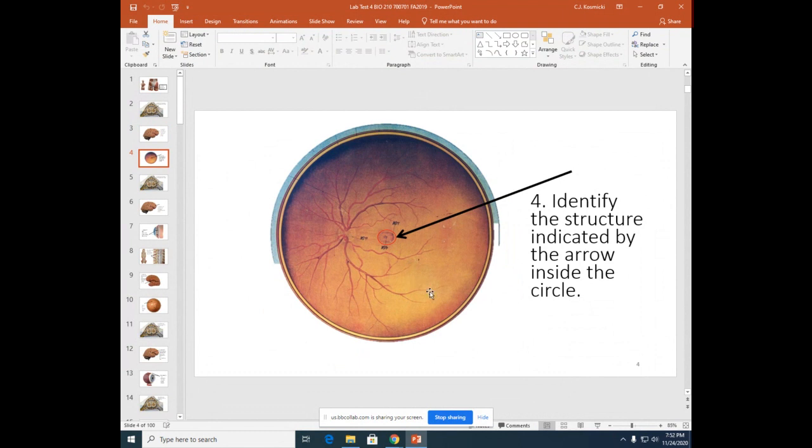All right. What do you say? What do you think? I heard, yep, that's the macula lutea. All right, the macula lutea is that structure right inside the circle. Now, if I wanted the dot at the middle, then the arrow would be pointing at that dot in the center, right? Yep.